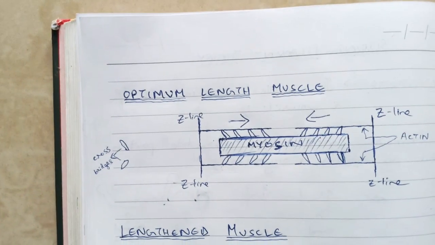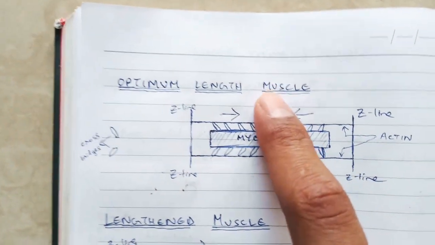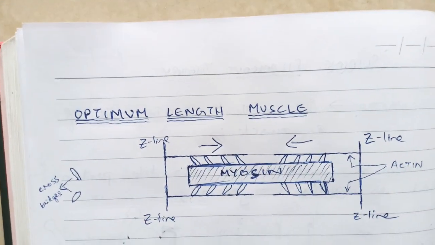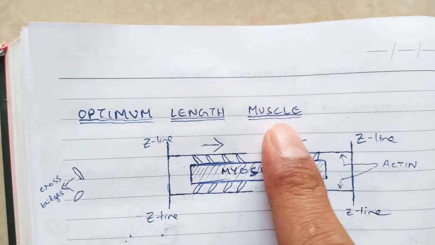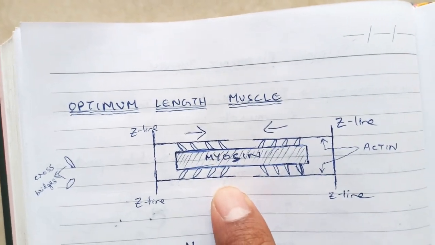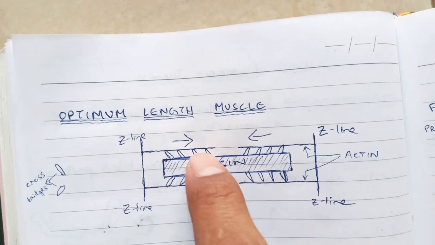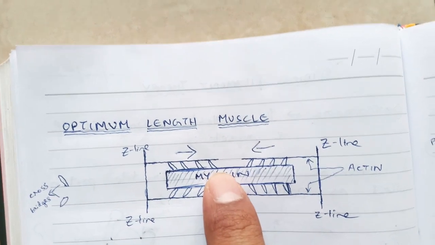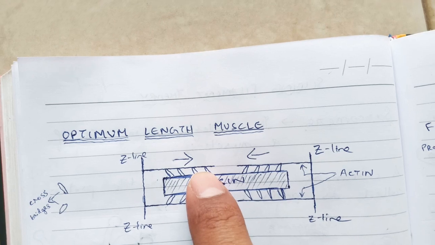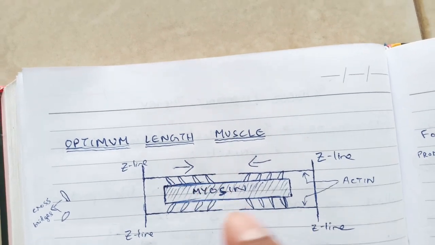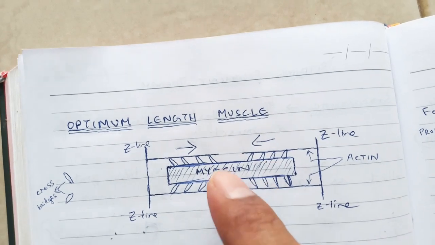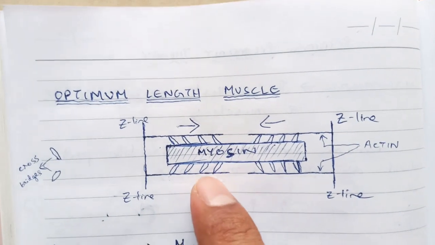Now let's take a look at an optimum length muscle. A muscle which is in its optimum length, that is ideal length, that is perfect length. When it is in its perfect length, this is how a sarcomere inside that muscle looks. See, the actin filaments are here, myosin filament is here, and all four heads of the myosin filament are touching this line. See, so many heads are touching this line. Here also so many heads are touching this line. What happens? Can you imagine what will happen in this situation?